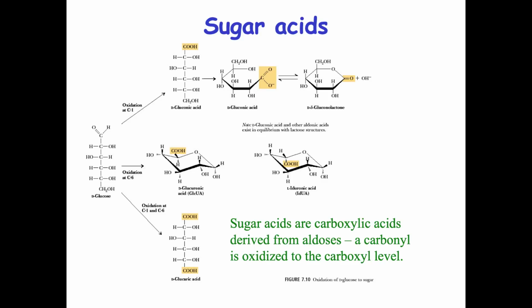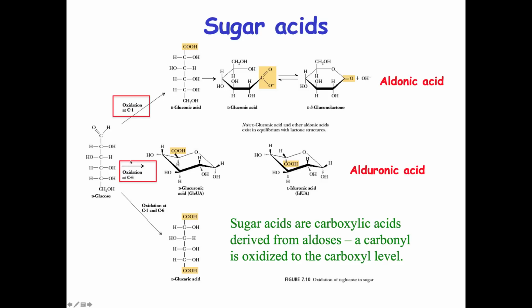So finally we have sugar acids. So these are carboxylic acids that are derived from aldoses, and basically the carbonyl group is oxidized to the carboxyl level. If we have oxidation at the C1 position, we have D-gluconic acid. The general name or terminology for this is an aldonic acid, and this specific aldonic acid is gluconic acid.